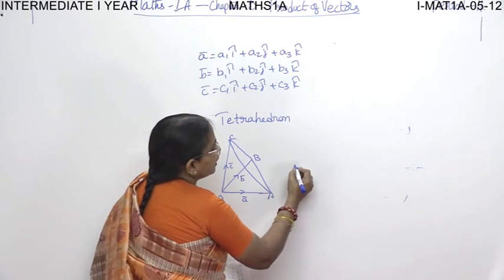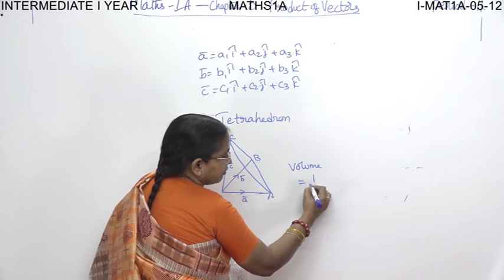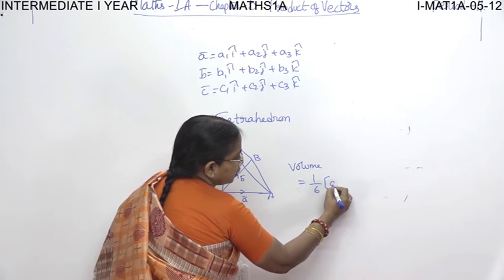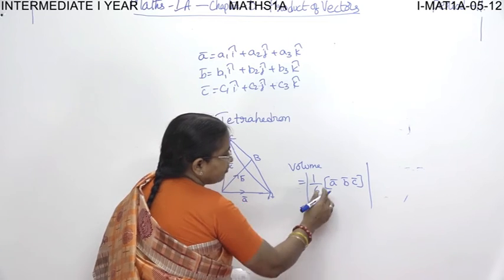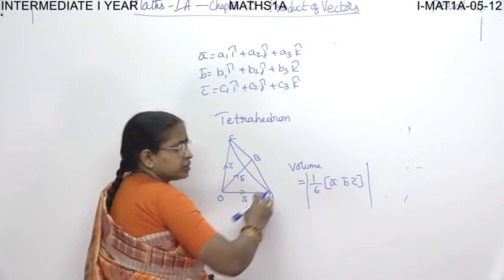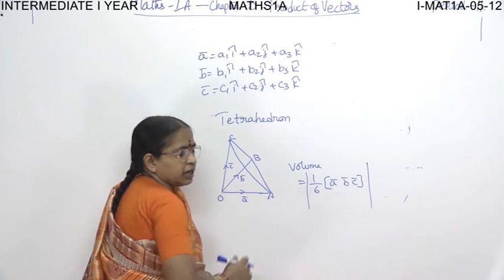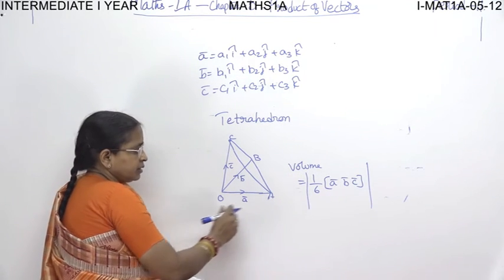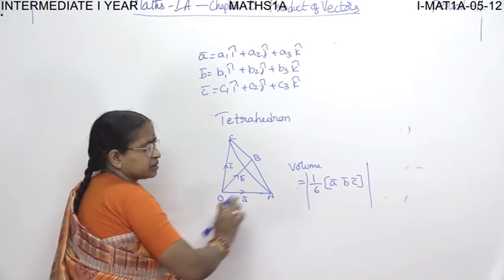Then the volume of the tetrahedron is given by 1 by 6 into box ABC. Just learn the formula. Take the modulus, because sometimes you may get a negative value, but volume is always positive. So it is 1 by 6 into box ABC. Now this is the formula when three edges, three sides are given.